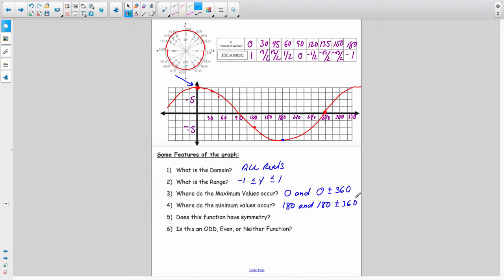Does this function have symmetry? Yes, it has y-axis symmetry. You can picture this folding over onto itself. So yes, y-axis. And therefore, it is even. Cool. Okay, so that's cos.